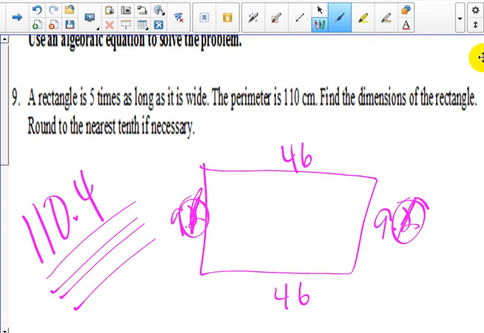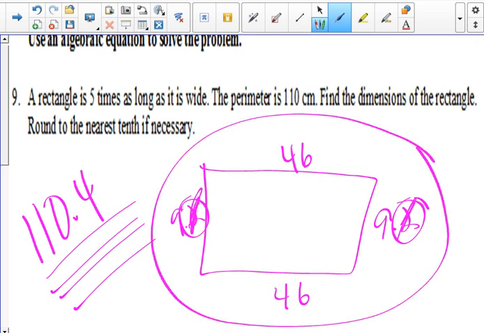So in a multiple choice situation, you want to look at your best answer and see which one is closest to what you've calculated. Be very careful when you're rounding. Okay, truly, if they had said round to the nearest whole number, that probably would have worked out better, right? Okay, so let's move on.